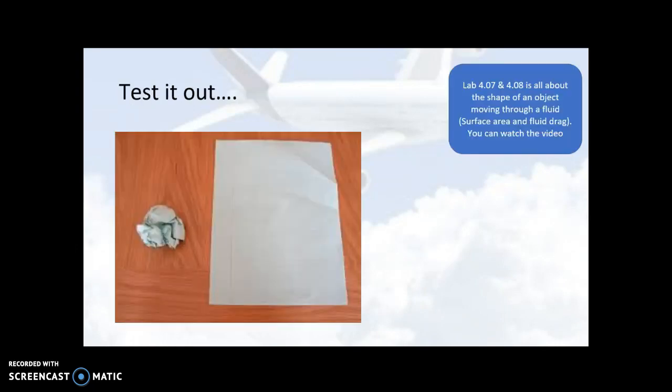So try this out. What I'd like you to do is tell me which you think is going to move faster through a fluid. Which of these two pieces weighs more? Which will fall faster? In other words, there is this idea that shape affects the movement through a fluid. Why is that?